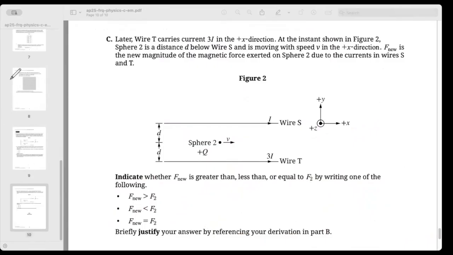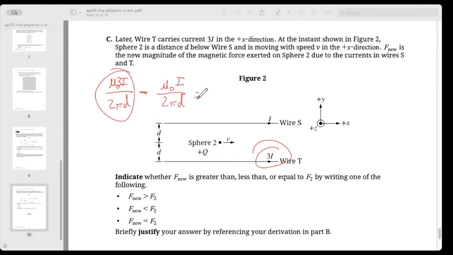Oh my goodness. Okay. Later, wire 3, you get a 3I and you have sphere 2. Indicate whether that is going to be greater or less than. So in this case, your magnetic fields are actually going to partially cancel. You're going to end up with mu naught 3I over 2 pi d due to wire T minus, for the magnitude of the new magnetic field, that is. So wire T's minus wire 1. Right, it gives you the same thing.